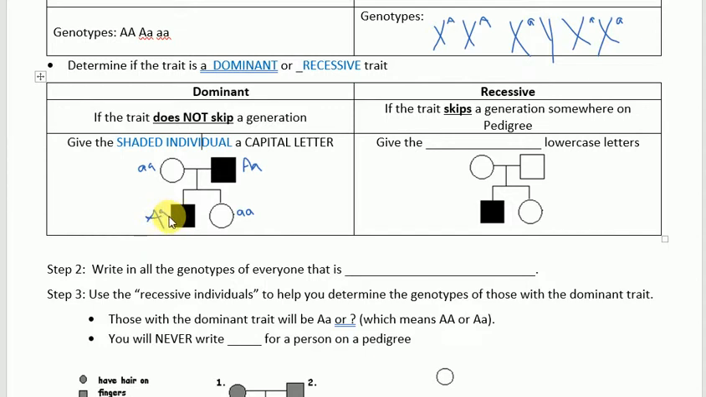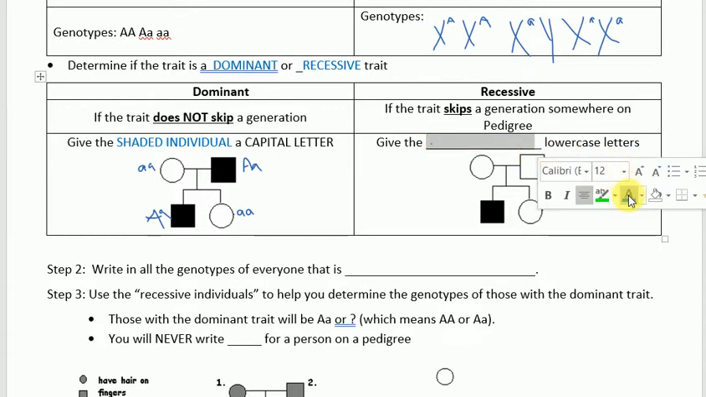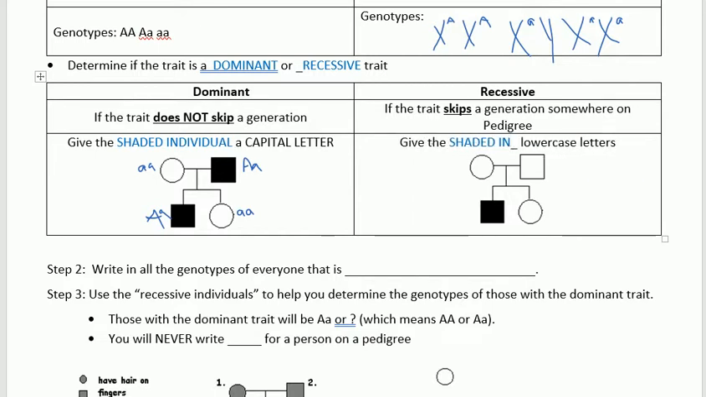Okay. If the trait is recessive, you're going to know because it actually skips a generation, and you are going to give the shaded individual lowercase letters. So here we know that this guy is going to be little a, oh, that looks like a capital, little a, little a.